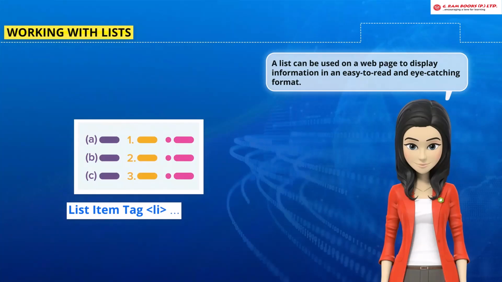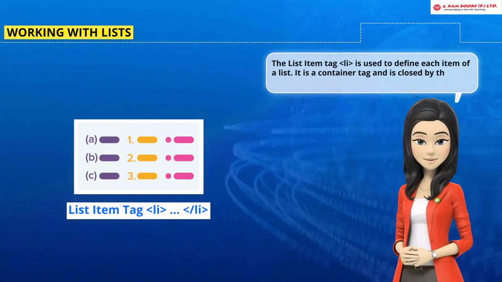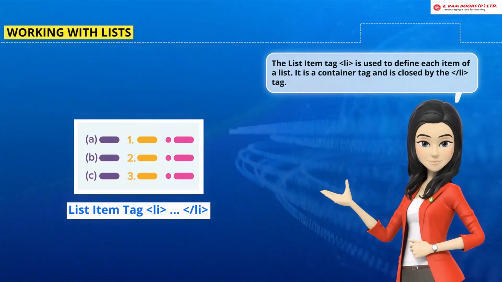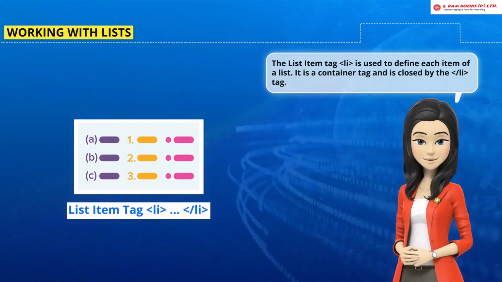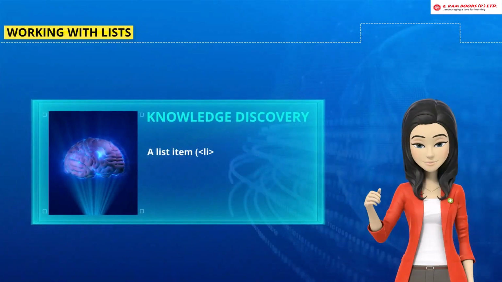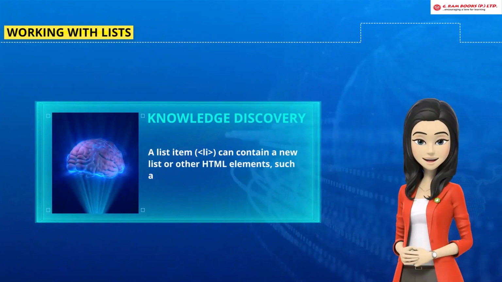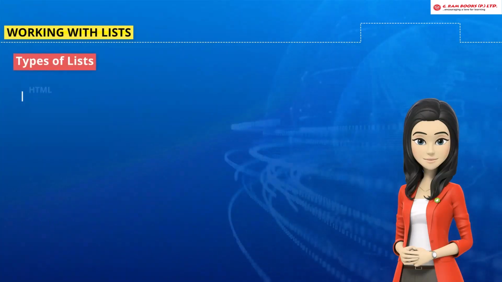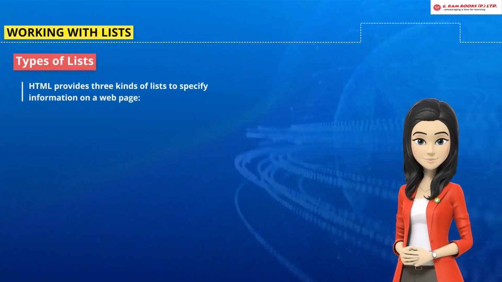List item tag, li. The list item tag li is used to define each item of a list. It is a container tag and is closed by the /li tag. Knowledge discovery: a list item li can contain a new list or other HTML elements such as text, images, and links.